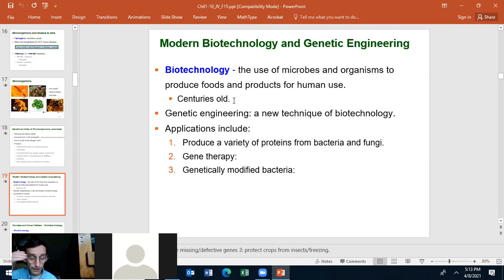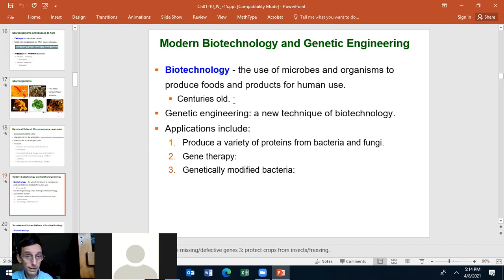But the making of sauerkraut and actually all types of cheeses is using microbes to make products like food, like sauerkraut and kimchi and cheeses. And that is biotechnology. And people have been doing this for centuries. The production of beer and wine has been going on for more than centuries. It's been, gosh, over 2,000 years, maybe over 10,000 years.